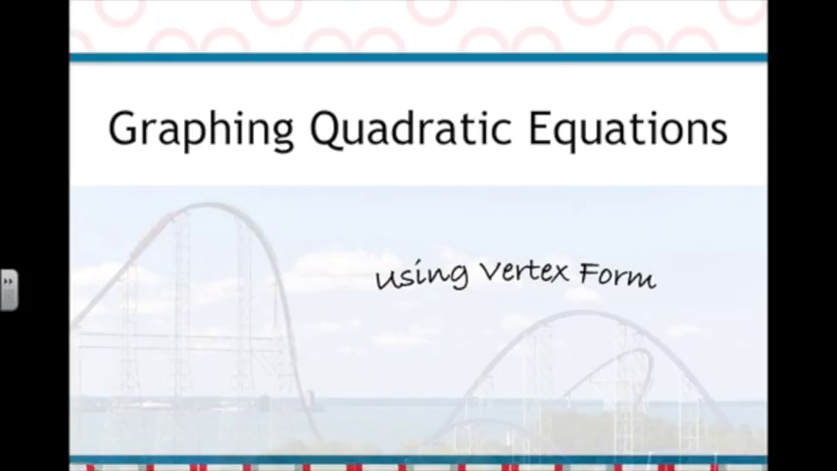In this lesson, I am going to show you how to graph a parabola when the equation is in vertex form. We will look at how to find each of the four key features when the equation is in the form y equals a times the quantity x minus h squared plus k.